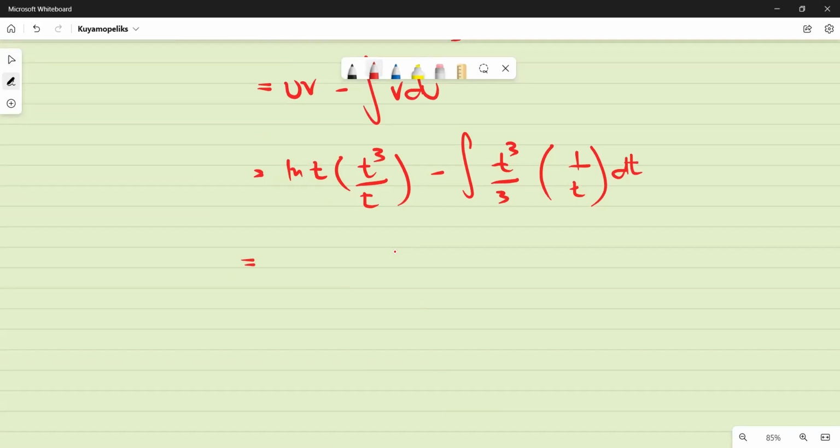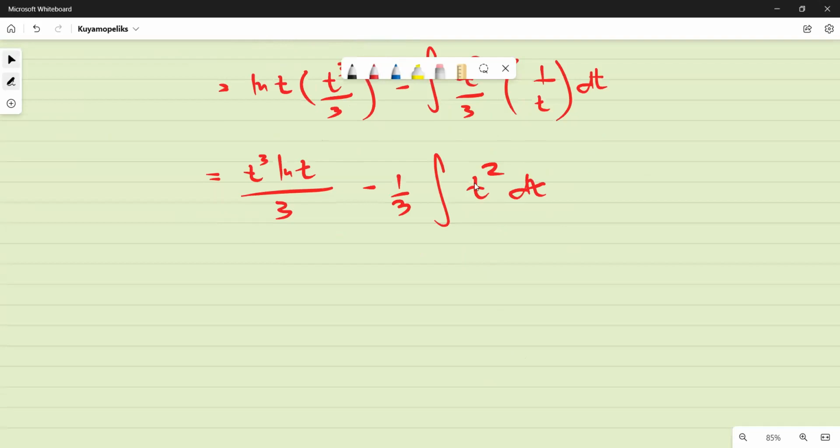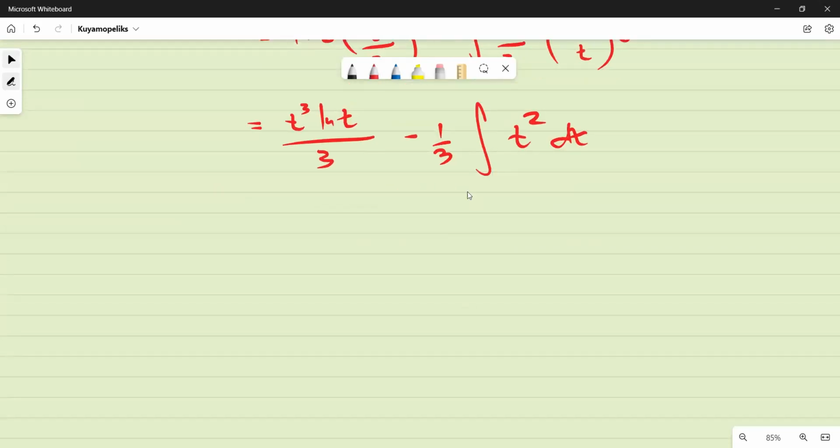Let's simplify this further, no? Pwede natin iangat yan. T cube ln t divided by 3. Minus, yung 1 over 3, pwede ko na ilabas yan kasi constant. Tapos ito, t cube divided by t, that is just t squared dt. And based dito, pwede na natin gamitan ng power rule to para ma-integrate lang natin yan.